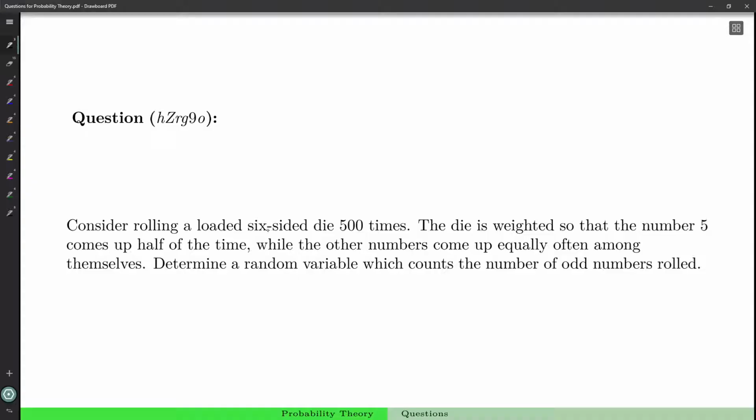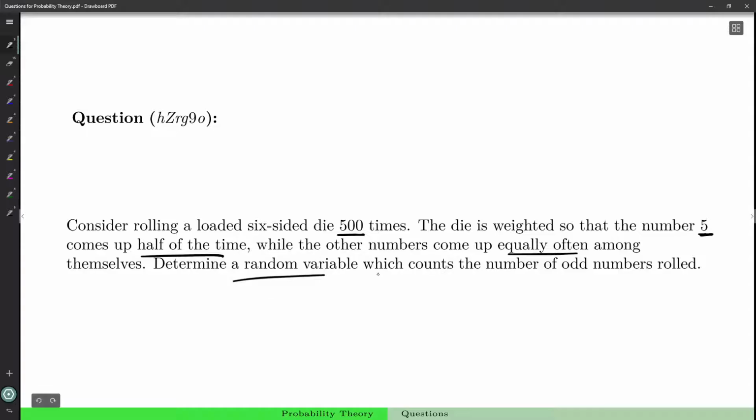Consider rolling a loaded six-sided die 500 times. The die is weighted so that the number 5 comes up half of the time, while the other numbers come up equally often amongst themselves. So, ignoring the 5, what we're saying is the probability of rolling a 1 is the same as rolling a 4, is rolling a 6, is rolling a 2, is rolling a 3. So they're all equal, except for the 5, it's weighted so that 5 comes up 50% of the time.